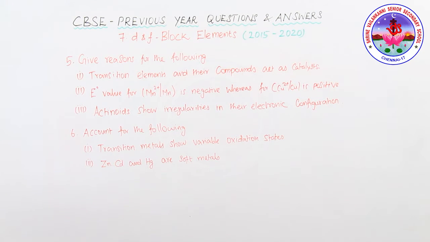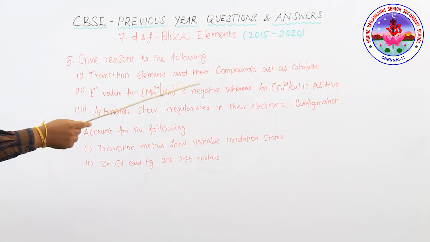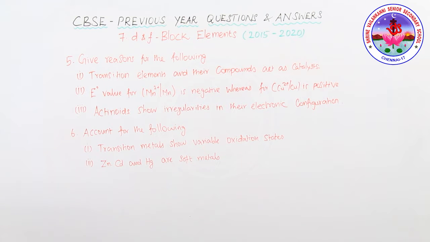See, the next question is: give reasons for the following. The first question is, transition elements and their compounds act as catalysts. Second question, the E0 value for Mn2+/Mn is negative, whereas for Cu2+/Cu it is positive. Then, the actinoids show irregularities in their electronic configuration.